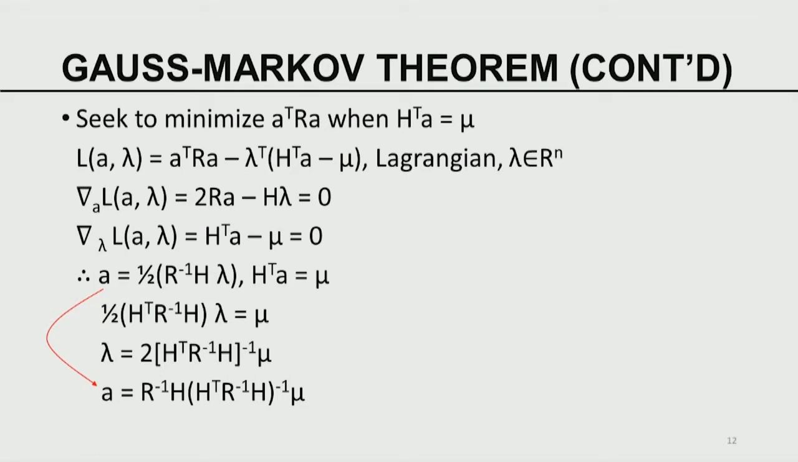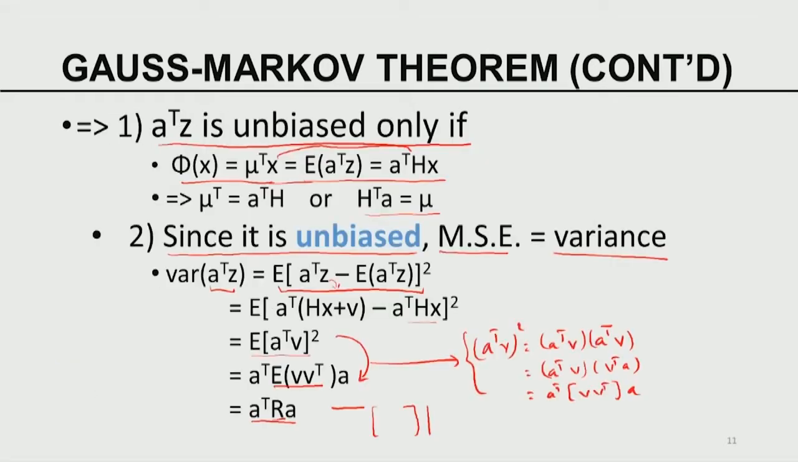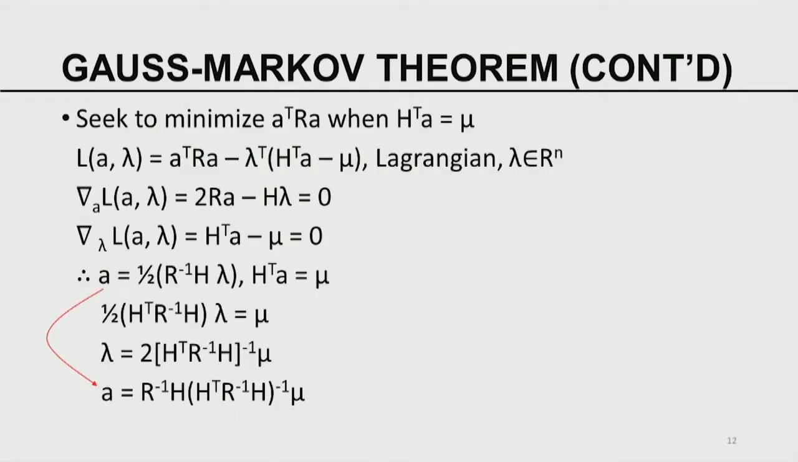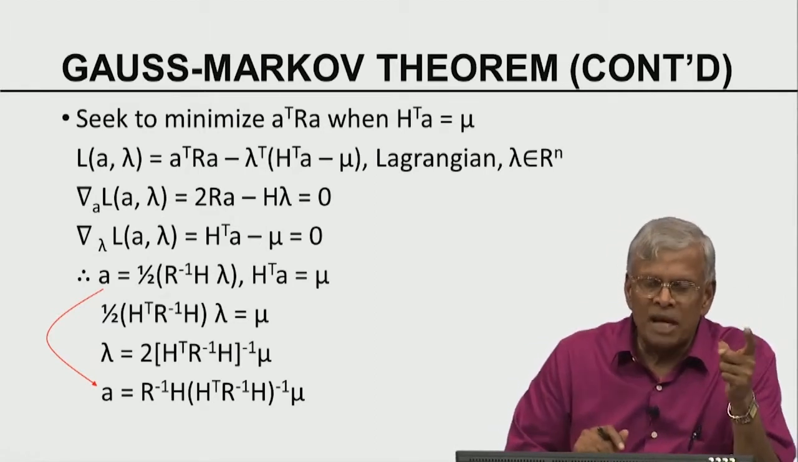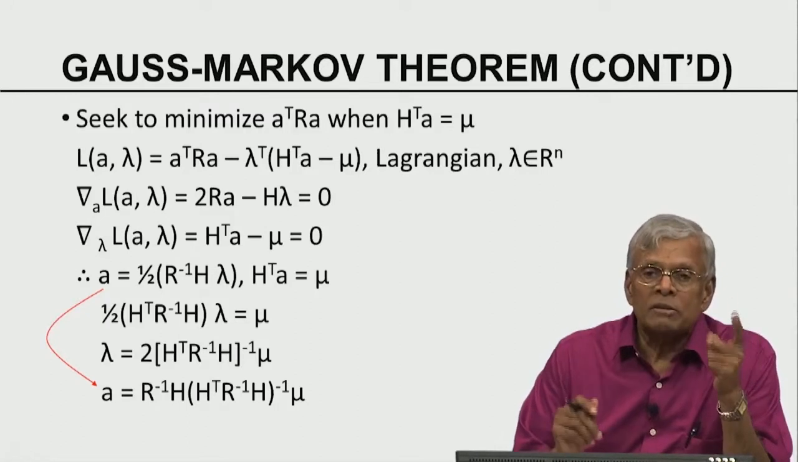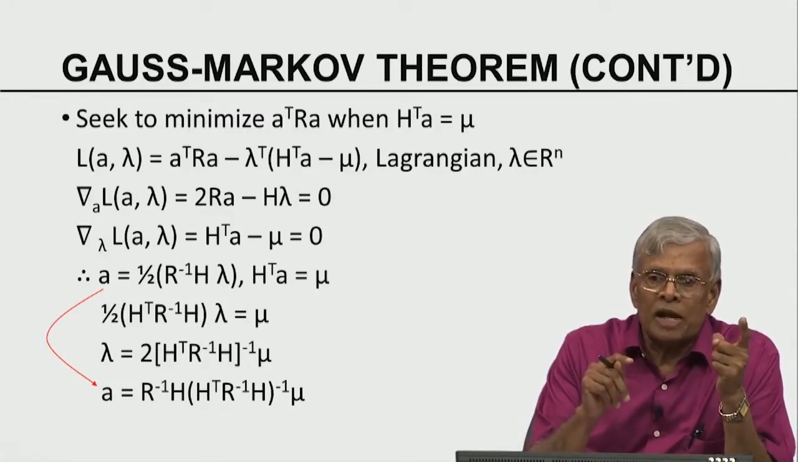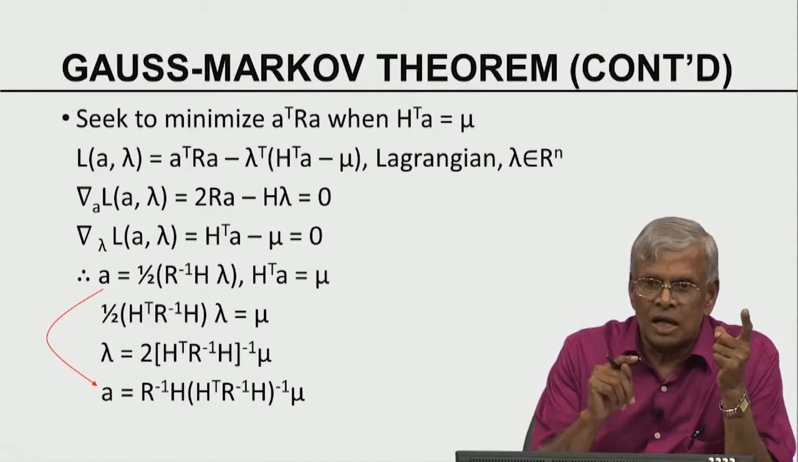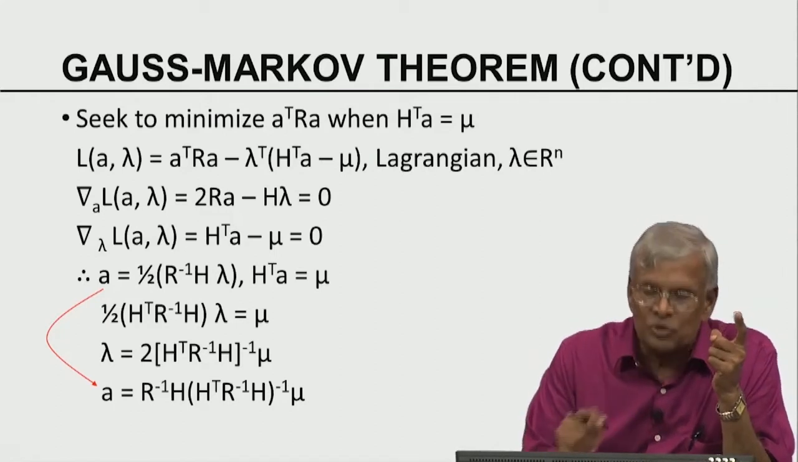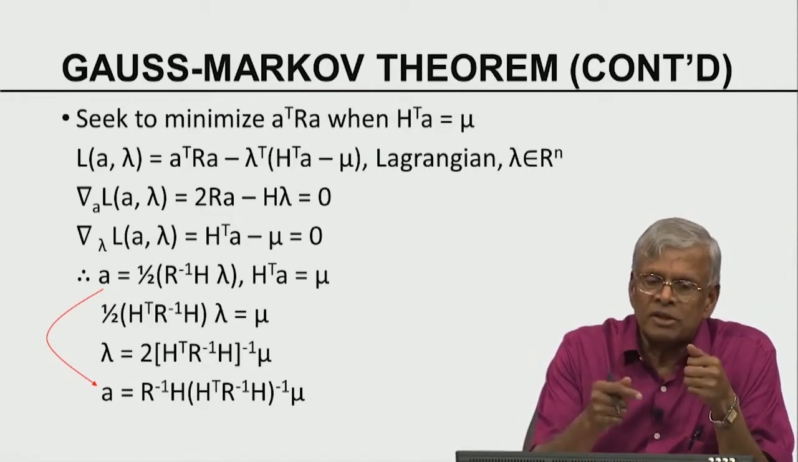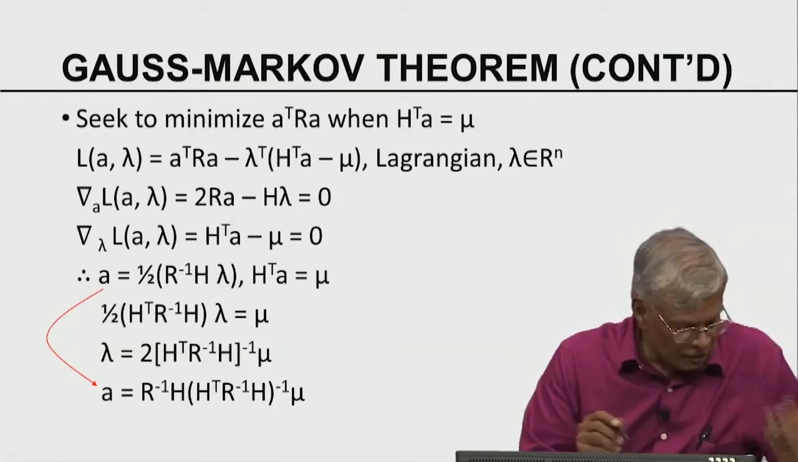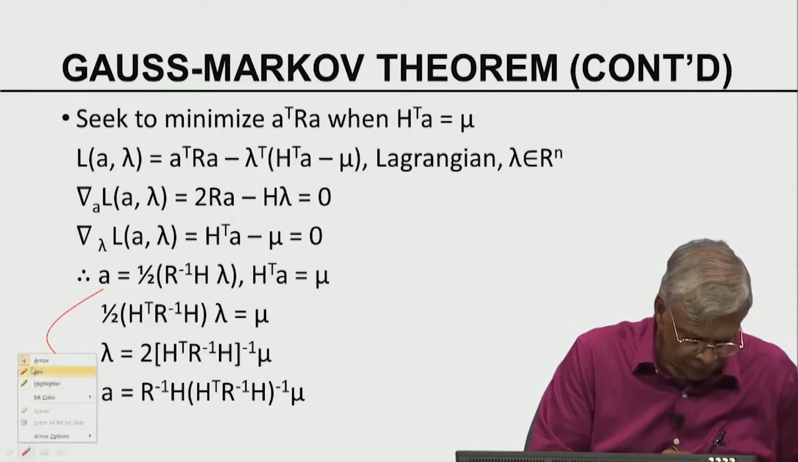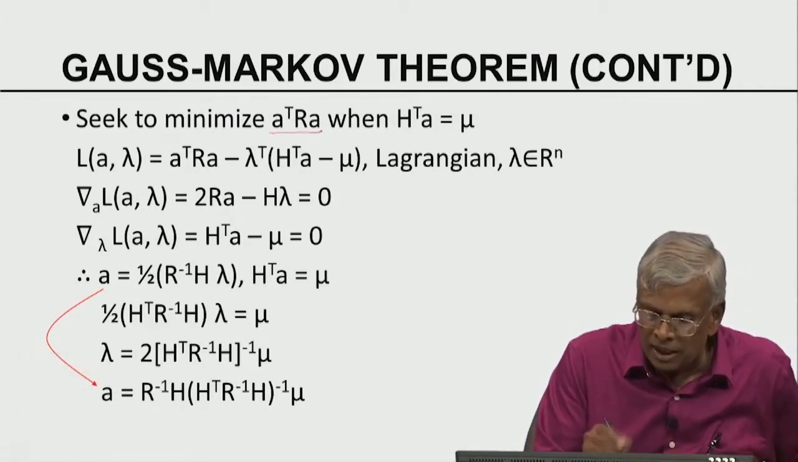Now what do you want to do? We want to be able to get the best estimate. Best estimate is in the sense that it minimizes the variance of the estimate. So what is the estimate? The estimate is A transpose Z. What is the functional being estimated? Mu transpose X. What is the variance of the estimate? The variance of the estimate we have already seen is given by A transpose R A.